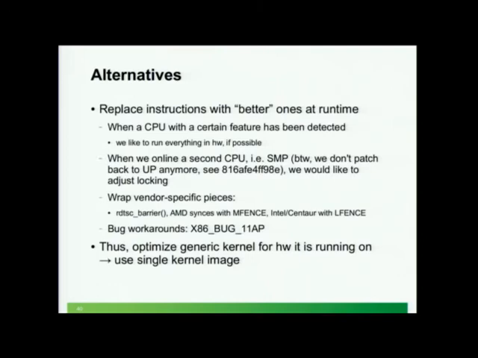A good thing about it is you can use one kernel image for booting any machine. So when the distros deliver a kernel image, it's only one image, and depending on what you put it on, it still works optimally. You can also do other bug workarounds with alternatives. For example, there is a bug in old Intel APICs, where in order to write into the APIC, you have to read it first. So this replaces the write into the APIC with an exchange. Basically, we're going to try to optimize the generic kernel to run as optimally as possible on any hardware.